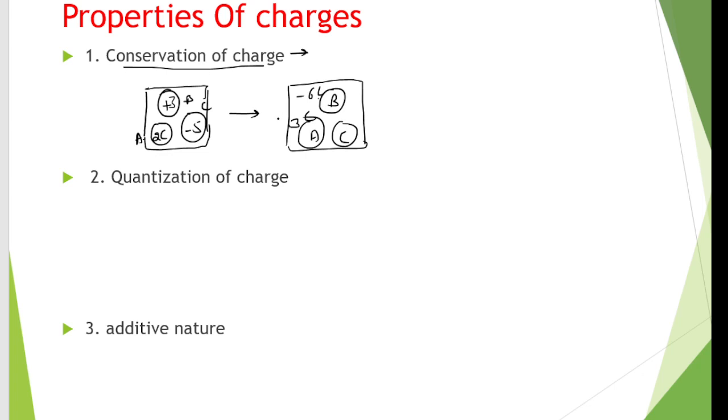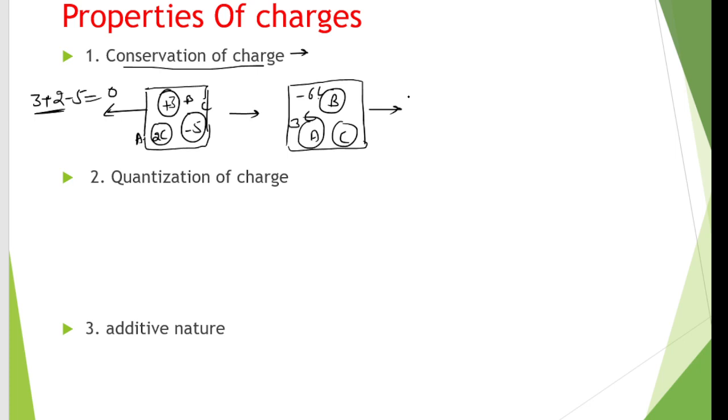So according to law of conservation of charge, the total charge on this system and total charge on this system should be the same. Now what is the total charge on the first system? That is 3 plus 2 minus 5. So 3 plus 2 is 5, 5 minus 5 is 0. So there is no overall charge on the first system. So it means on the other side total charge should also be 0.